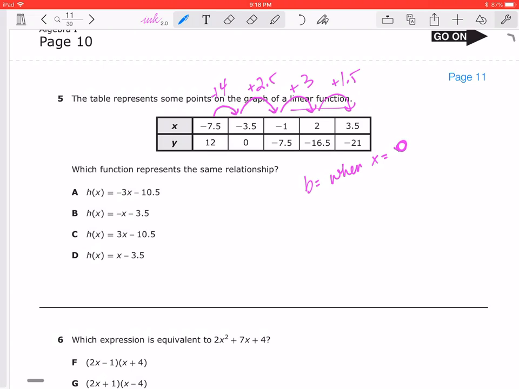I'm adding 1.5. So my rate of change in between my x values isn't really constant in terms of looking at the table values, but we have to remember there's values in between the list that we're given. So we still need to find our slope.